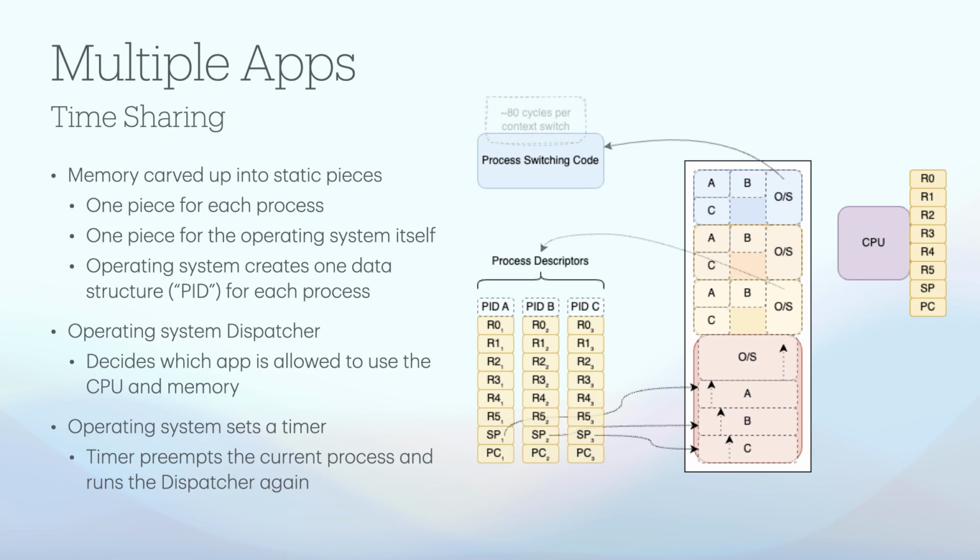The operating system sets a hardware timer to limit the amount of time each process can run. When the timer runs out, the operating system wakes up and performs a context switch, forcing the currently running process to give up to another process, usually in a round-robin manner, to give each process equal time.